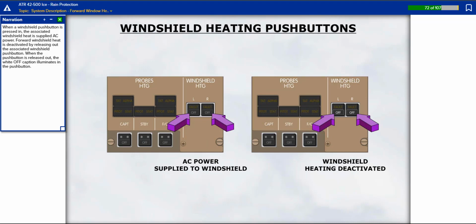When a windshield push button is pressed in, the associated windshield heat is supplied AC power. Forward windshield heat is deactivated by releasing out the associated windshield push button. When the push button is released out, the white OFF caption illuminates in the push button.